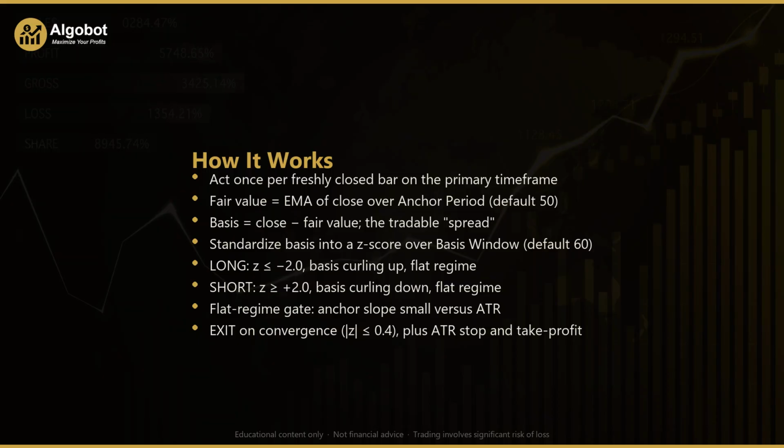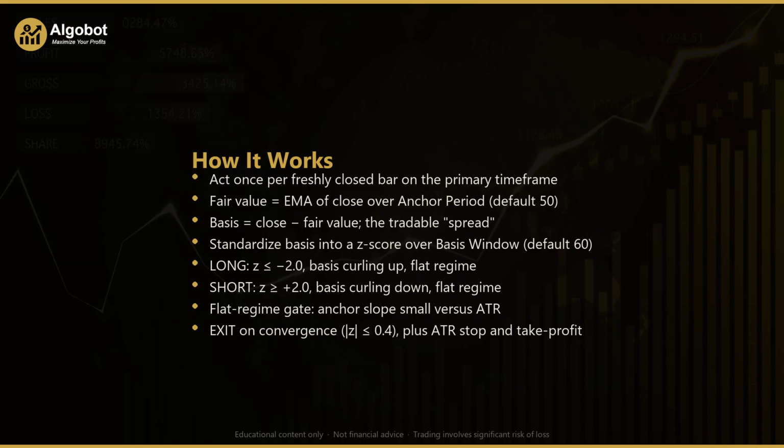Next, it measures the basis, which is simply the current close minus that fair value line. When price sits above fair value, the basis is positive. When price sits below, the basis is negative. This basis is the temporal spread the strategy tries to arbitrage. Because a raw gap means different things in calm and volatile conditions, the strategy standardizes the basis into a z-score. Over a rolling basis window of 60 bars, it computes the average basis and its standard deviation, then expresses today's basis as the number of standard deviations away from that average.